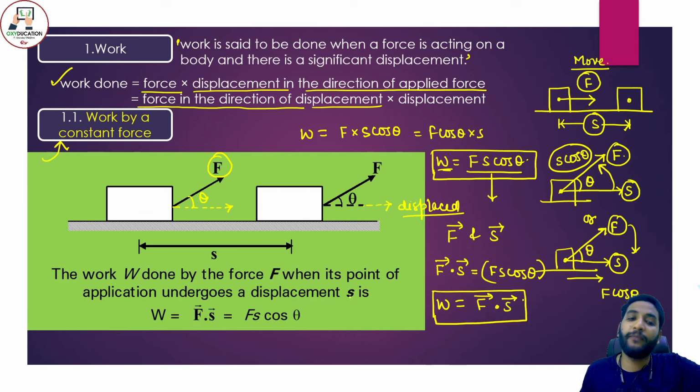If we have any constant force, and F and S are vectors, the work done is the dot product of the two vectors. Now, since the dot product of two vectors is a scalar quantity, hence we can say the work done is a scalar quantity. And if we talk about its unit, the unit of work done is nothing but the joule.